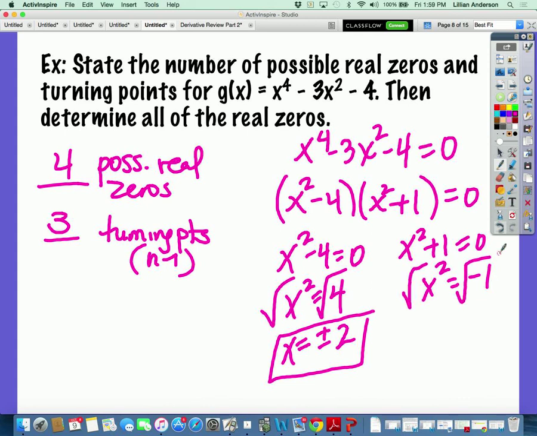Radical, square root. What do we get here? Two imaginary numbers, okay? So we get no real zeros here. We would get 2 imaginary. So here's an example where you had a total of 4 possible real zeros, but only 2 of them were actually real. The other 2, which were imaginary, would not be plotted on a real coordinate plane, your classic x and y axis. Okay?